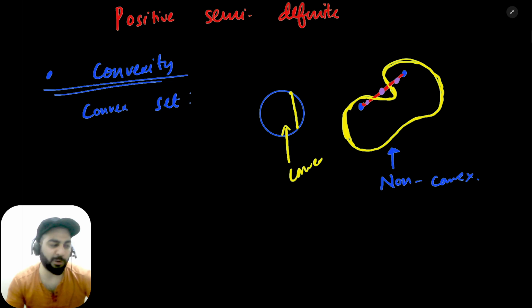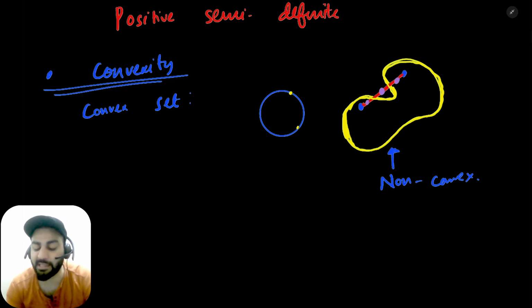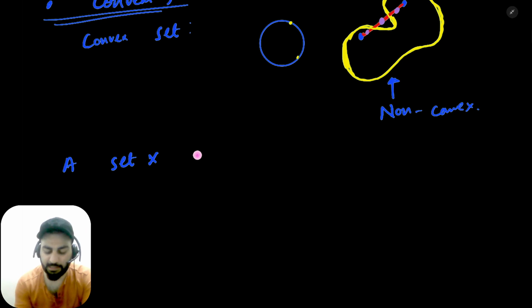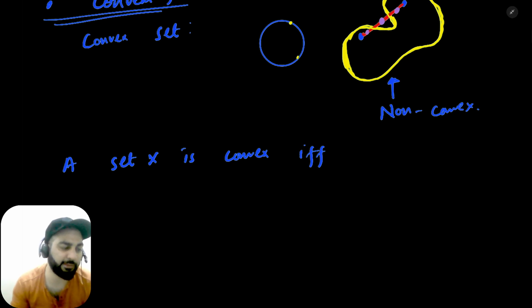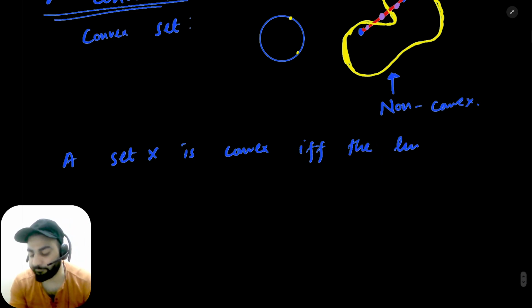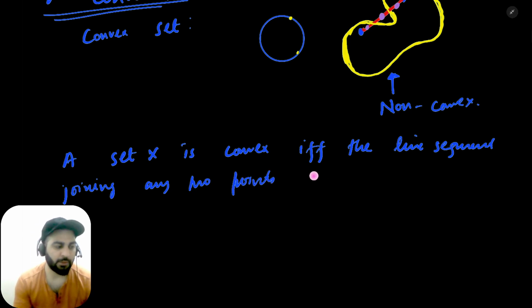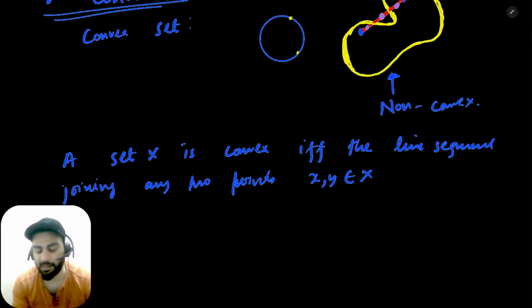Okay, so if I have to write the formal definition, how will I write it? Now see how I'll formalize the English statements. A set X, let's call this set X, is convex if and only if the line segment joining any 2 arbitrary points, let's say these points are x and y which belong to X, remains in X.